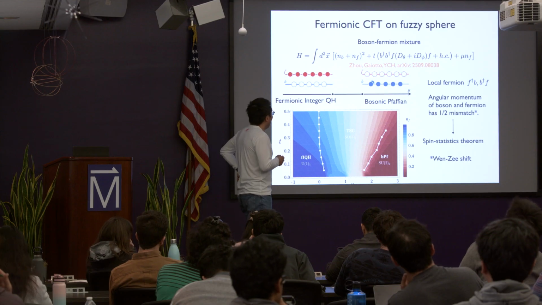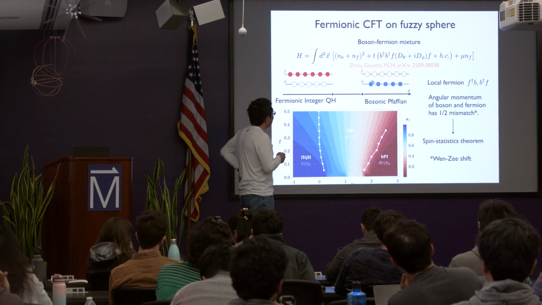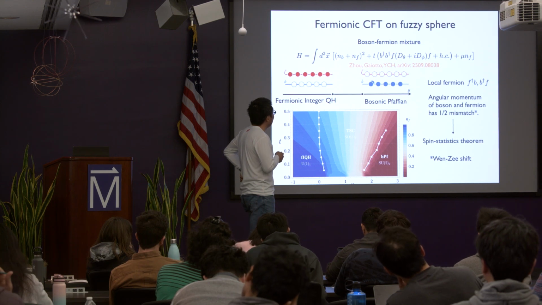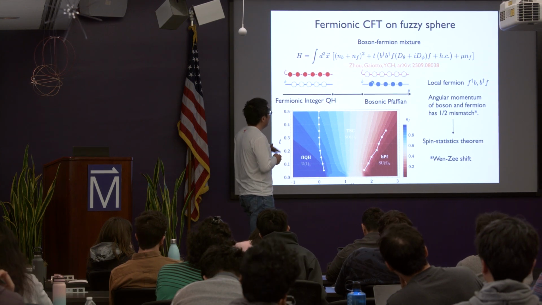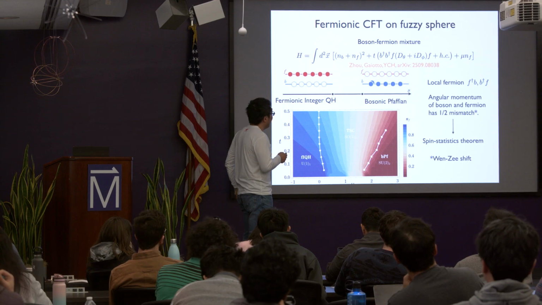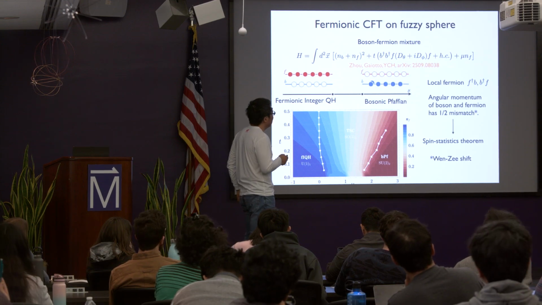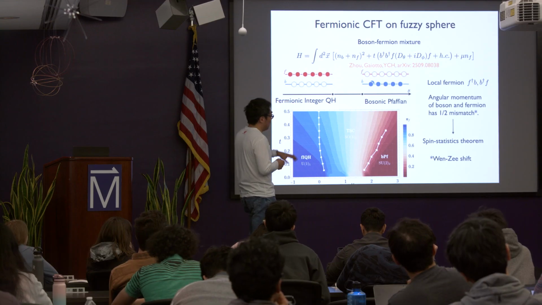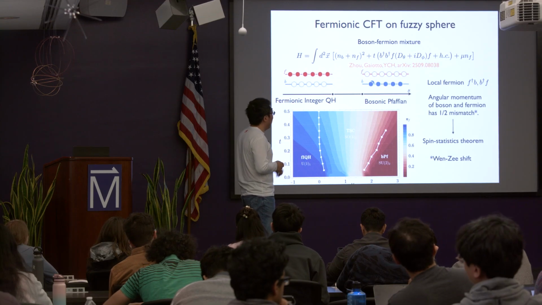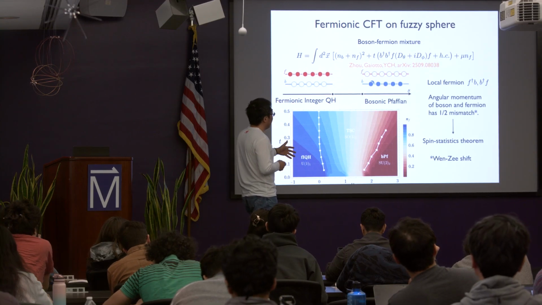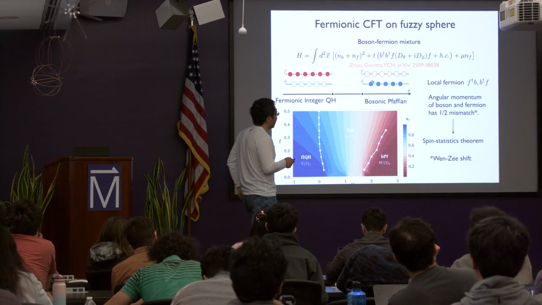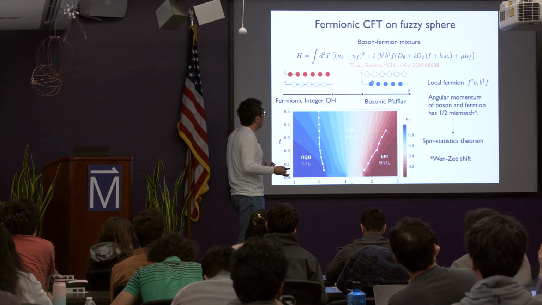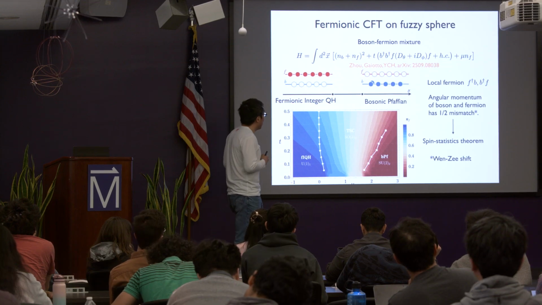Okay, and then again, that's the Hamiltonian. It's very similar to the one we had before, right? We have this total density squared, which suppresses the charge fluctuation. We have this boson-fermion conversion term, but this time it's B dagger, F F. This D is just the differential operators on the sphere. And the last term is a chemical potential, again, controls how much the particles are in the fermion or in the boson sectors.